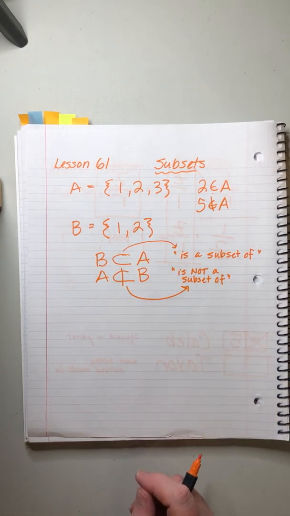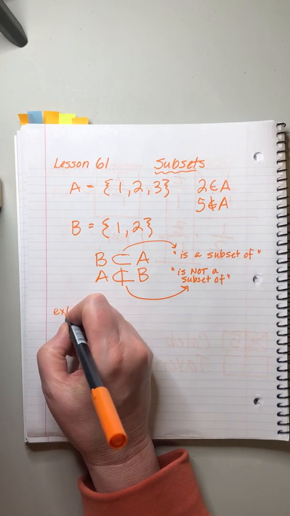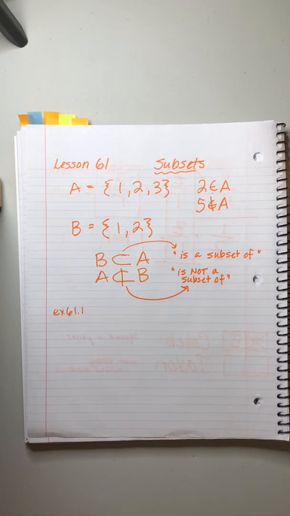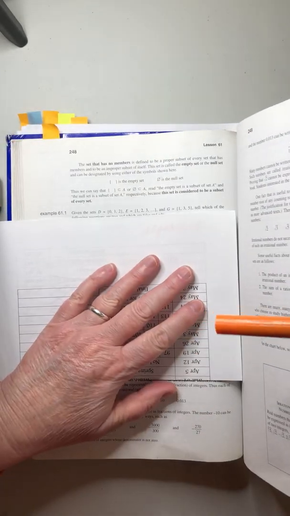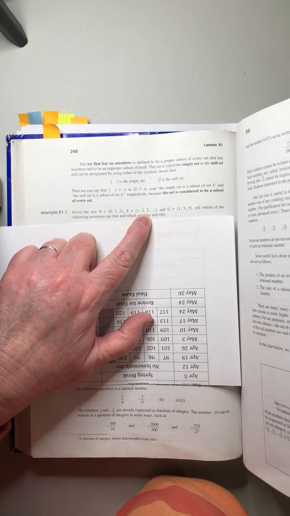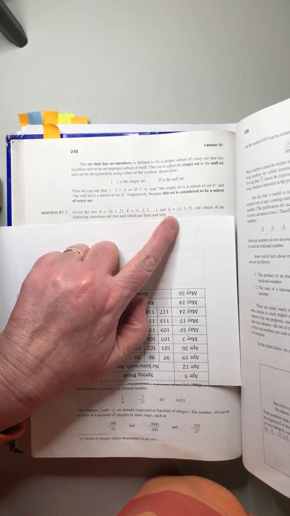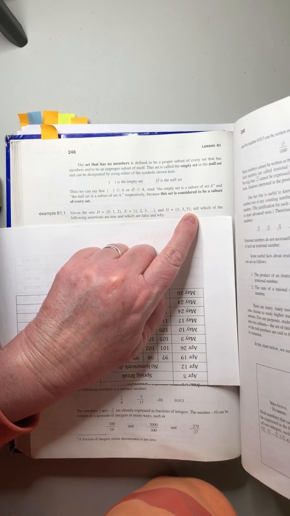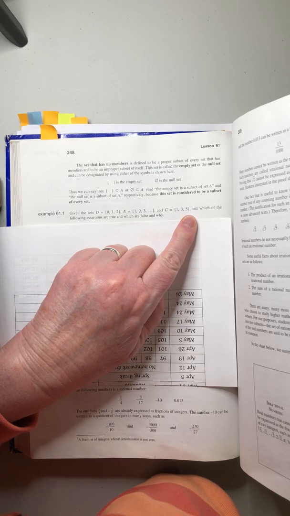Okay, let's do a problem and see if we've mastered the concept. Example 61.1. Let me cross out the part I don't need you to look at. This is how the problem looks. Given these sets, D equals 0, 1, and 2, F equals 1, 2, 3, and so on. That's an infinite set, right? We learned that. This is a finite set. This is infinite. And G equals 1, 3, and 5. Tell which of the following assertions are true and which are false and why.